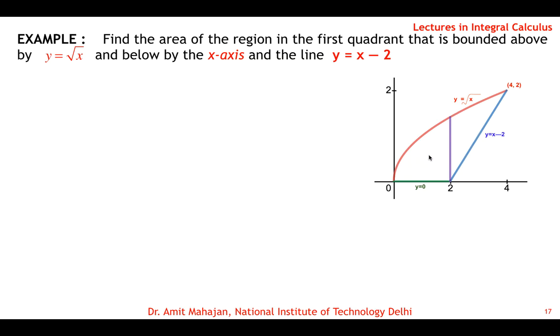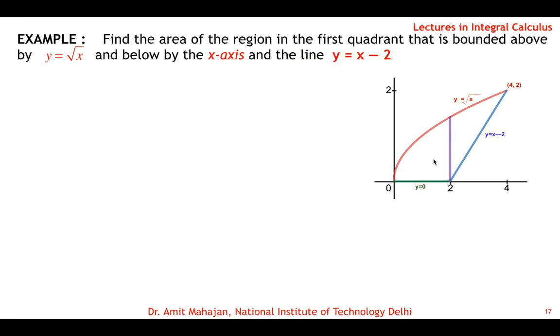Okay, so now this curve is always greater than this curve and this curve. Okay, but at the bottom there are two different curves. Okay, so we can divide this whole area into two areas. One is here with the upper curve y is equal to root x and lower curve y is 0, and the second area which is upper curve y is equal to root x and lower curve y is equal to x minus 2, and so this area plus this second area will be the total area that we want to calculate.